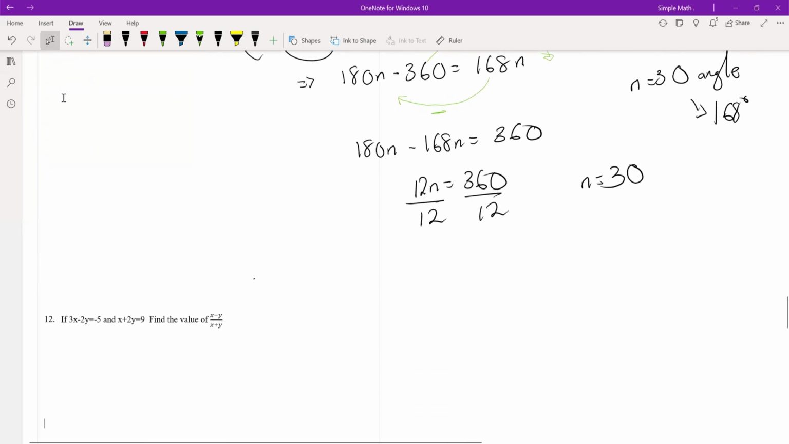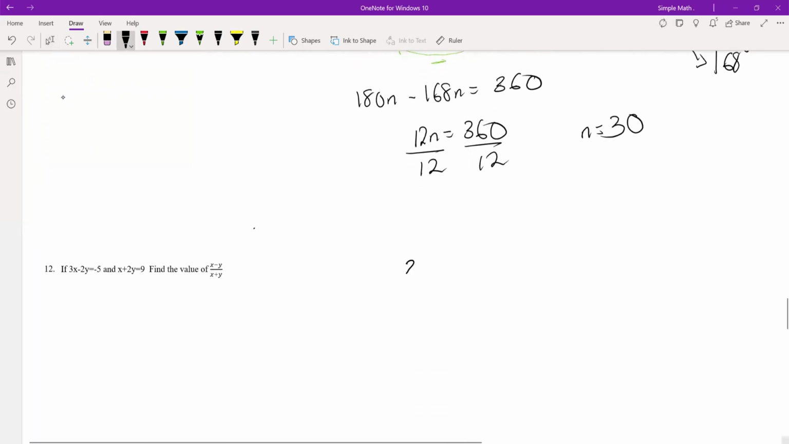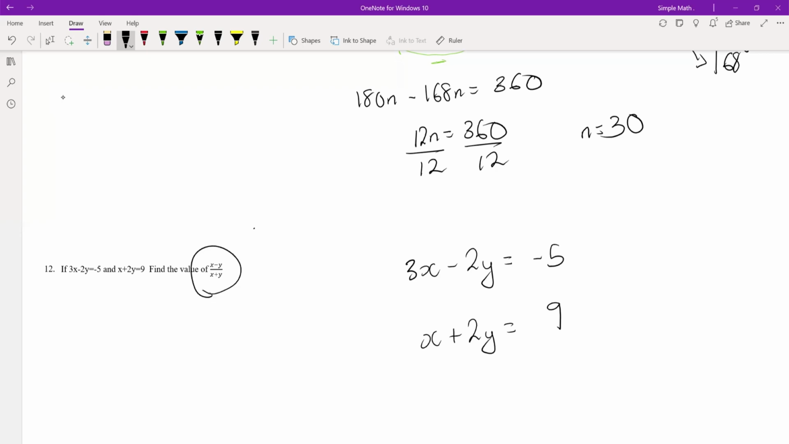Next one we have this. So if 3x minus 2y is equal to negative 5, and x plus 2y equals 9, find the value of this. All right, so for this one, I'm going to use the elimination method, because you can see we have almost similar coefficients. So I can just add them, because you can see their signs are different. This is minus 2y, this is plus 2y. So it means that I can add equation 1 and equation 2. I can add both equations, yeah?